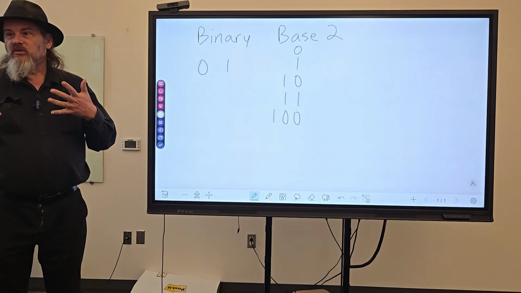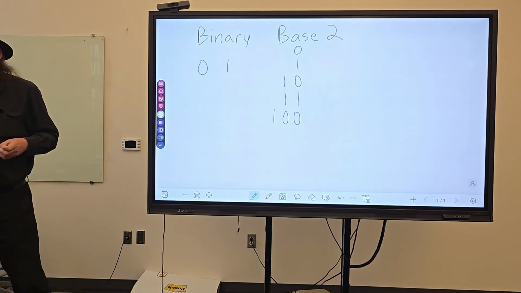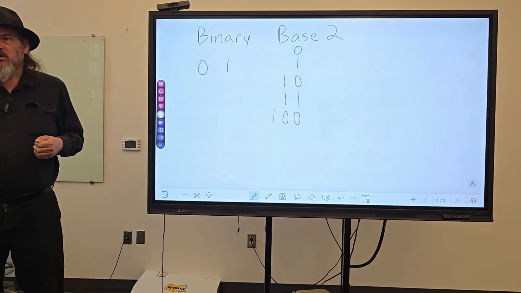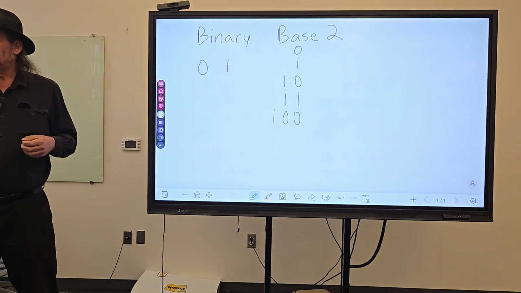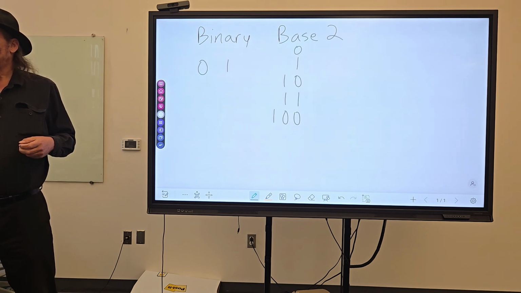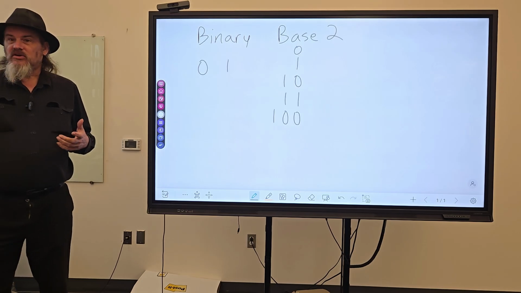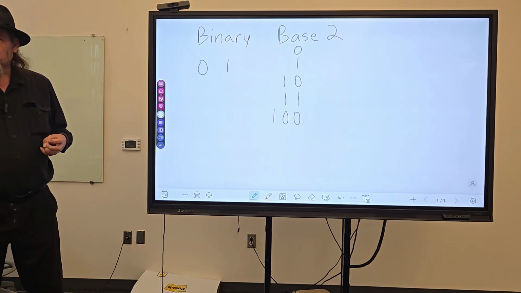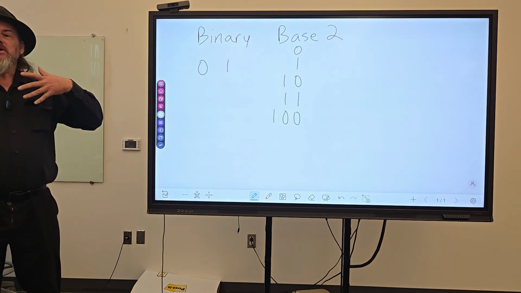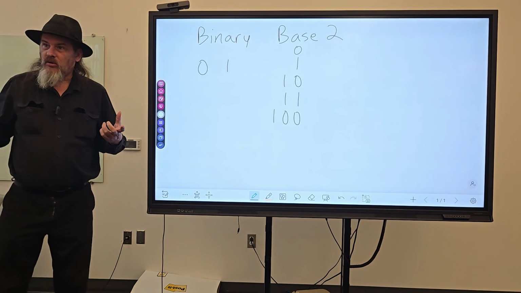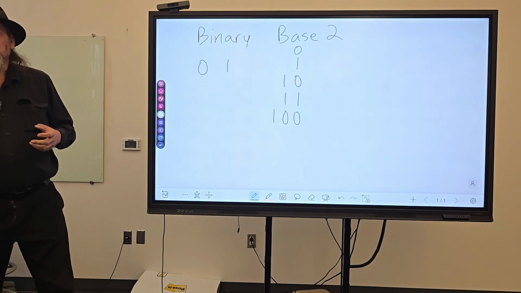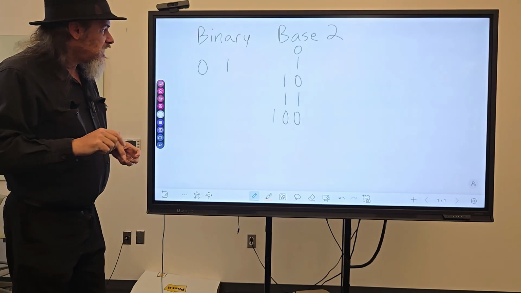Because of that, you can count on your fingers up to 1023. 1, 2, 3, 4, 5, 6, 7, 8, 9, 10, 11, 12, 13, 14, 15, etc. Finger up is a 1, finger down is a 0. You can count on your fingers up to over 1,000. So not just a 10 anymore.